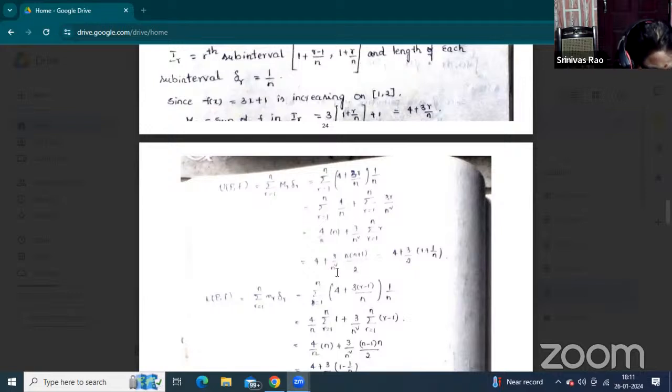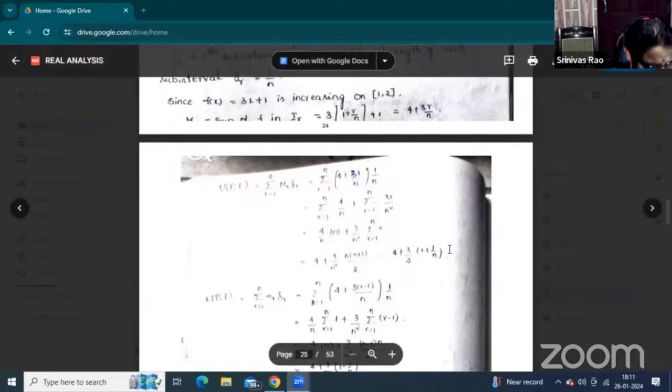3/n² is constant. So the n values cancel, and this is 4 plus 3/n² of n(n+1)/2. After the simplification, that value is 3/2 into, now the n value is also cancelled here. n in n² leaves n, so n by n means 1 plus 1/n.